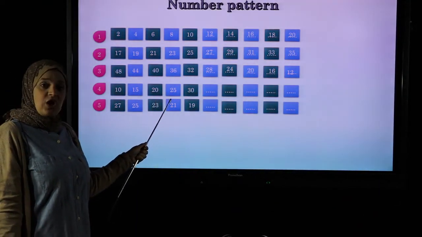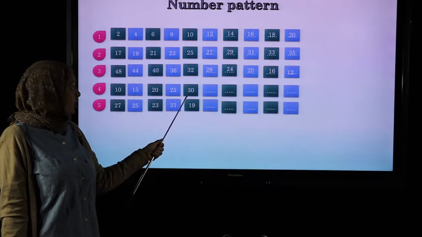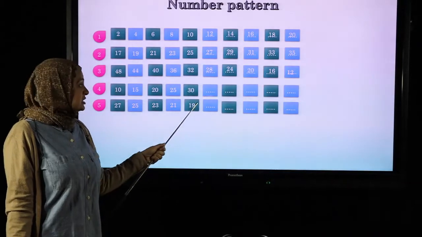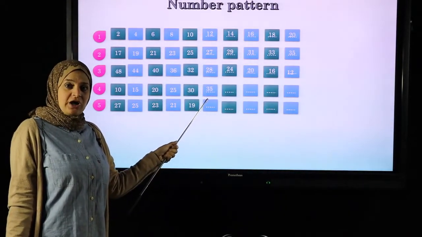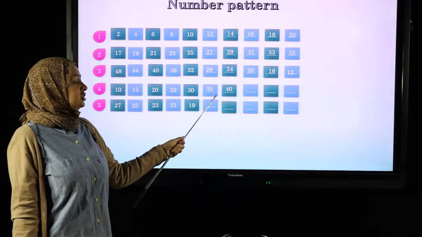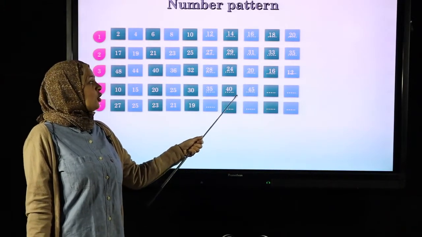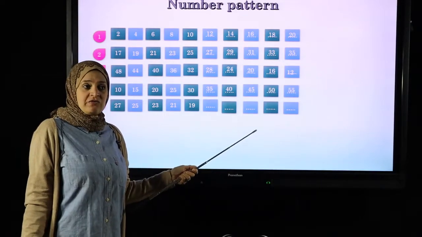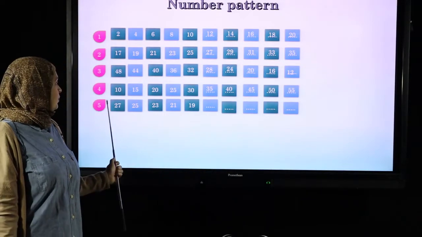From 20, jump 5, it will be 25. Jump another 5, so it will be 30. So after 30, jump another 5. Excellent, 35. Jump another 5. Excellent, 40. More 5, 45. More 5, 50. More 5, it will be 55. Excellent. Let's go to the next one.